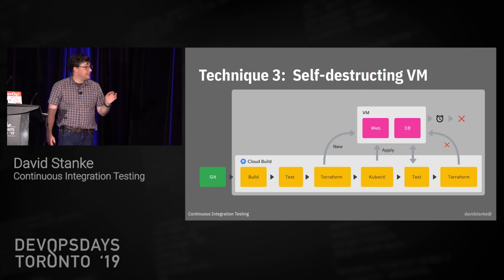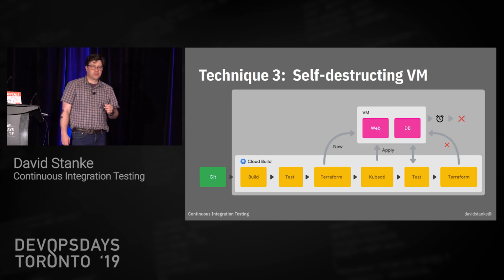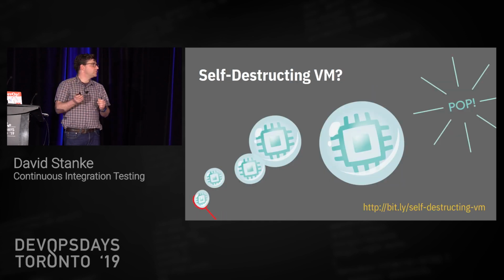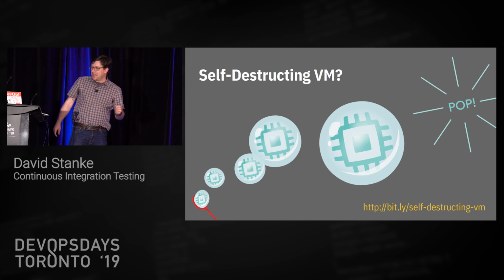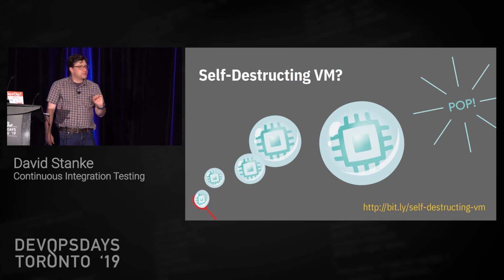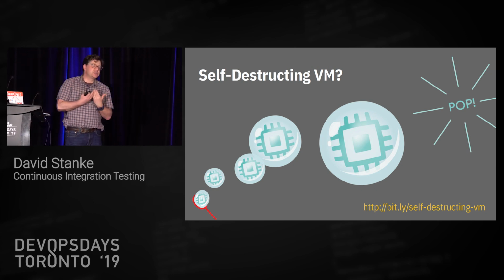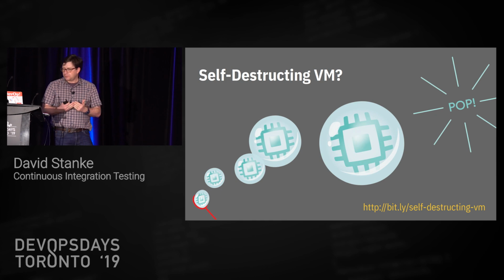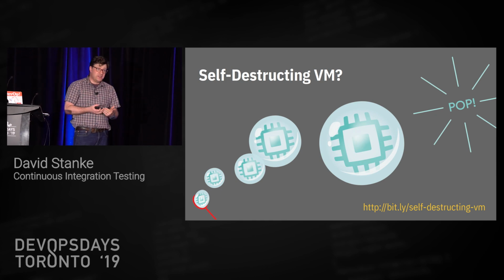All right, so for this next technique, we're going to use a self-destructing VM. A what? A self-destructing VM. So as part of this test, we're spinning up a VM. And that gives us the risk of orphaned resources, right? And VMs cost money even if no one's using them. It costs more to maintain a VM sitting around than just a namespace that's doing nothing in Kubernetes.